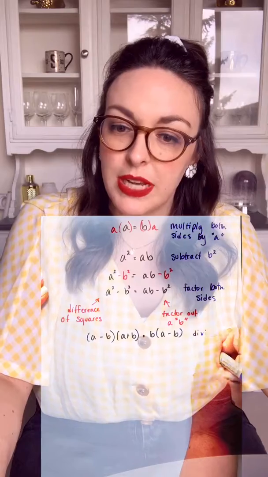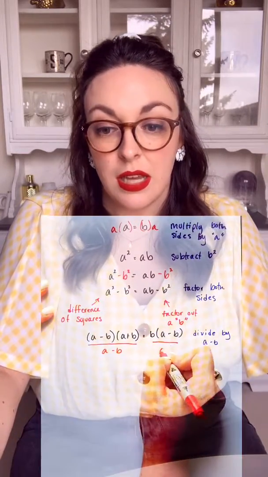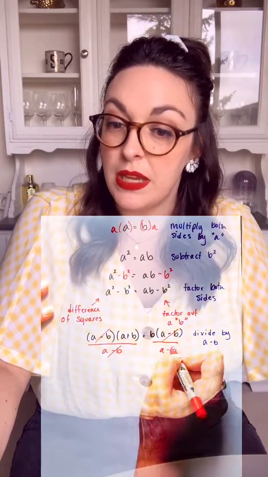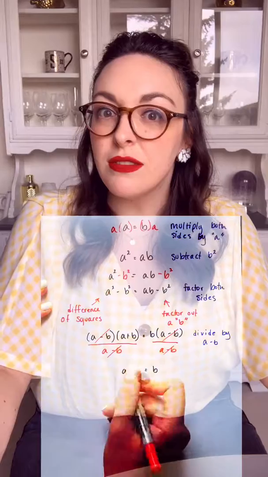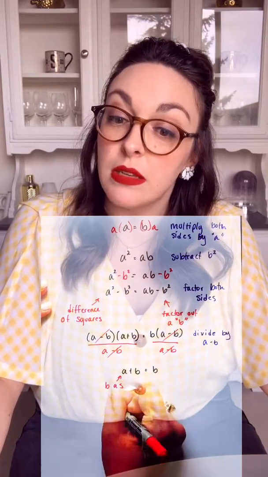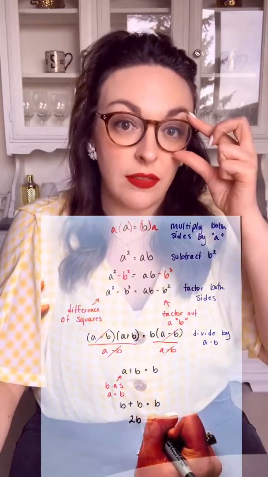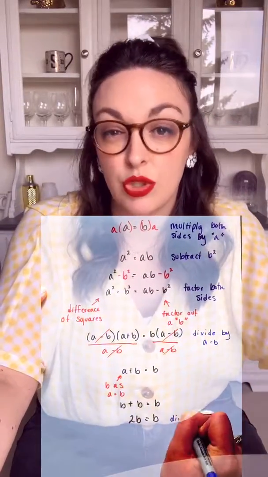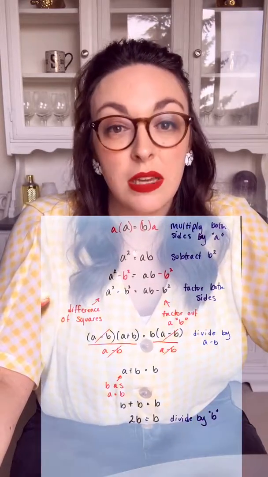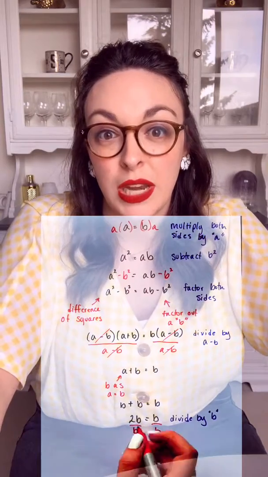Then I'm going to divide both sides by A minus B because it's a factor on both sides. Then I get A plus B on the left side, B on the right side. But wait, we said A is equal to B. So that's really B plus B is equal to B, which is 2B is equal to B. And then what I do is I divide both sides by B. 2B divided by B is 2. 1B divided by B is 1. What do you get? You get 2 is equal to 1.